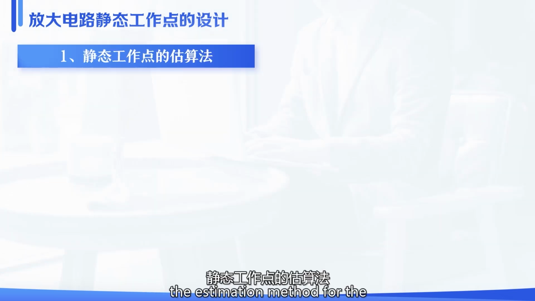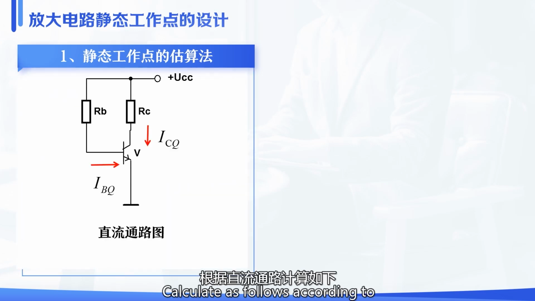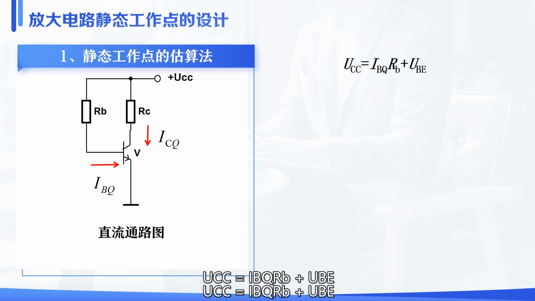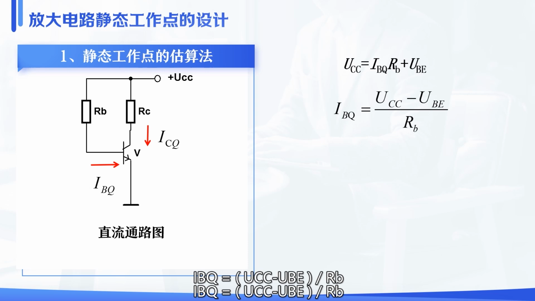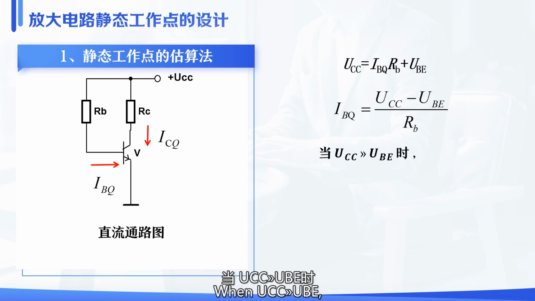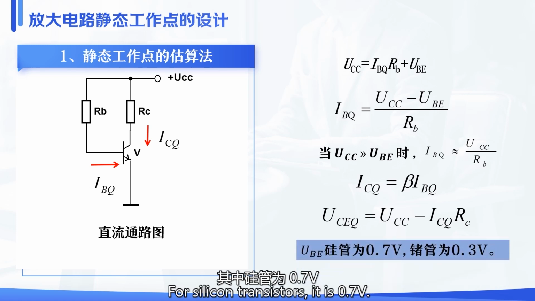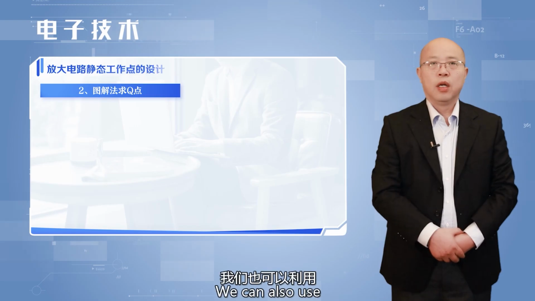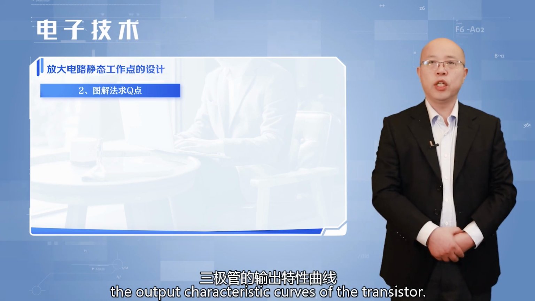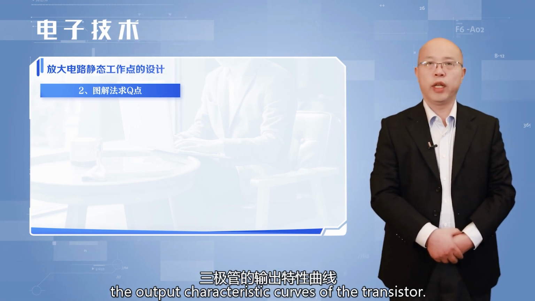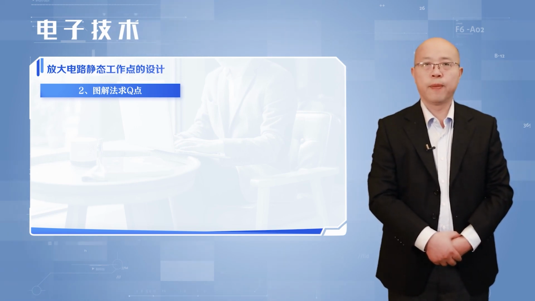Let's first look at the estimation method for the static working point. Calculate as follows according to the direct current path. UCC equals IBQ times RB plus UBE. IBQ equals (UCC minus UBE) divided by RB. When UCC is much greater than UBE, IBQ approximately equals UCC divided by RB. For silicon transistors, UBE is 0.7V; for germanium transistors, it is 0.3V.